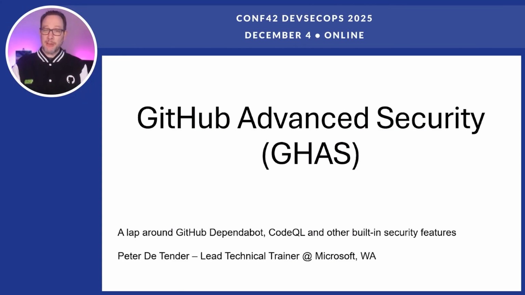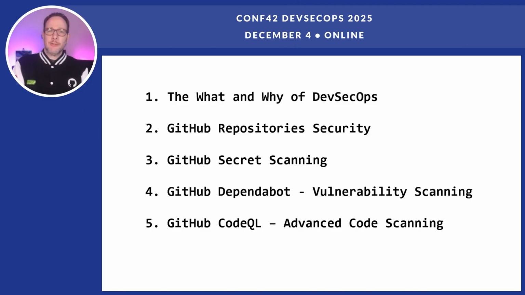Thank you for joining my session on GitHub Advanced Security, a lab around GitHub Dependabot, CodeQL, and other built-in security features. I'll start the session with a quick introduction to DevSecOps, followed by different GitHub security features. Starting from sharing several repository security best practices, you'll learn about secret scanning, vulnerability scanning, and advanced code scanning, all available within GitHub today. Each topic will have several live demos to illustrate how this all works.